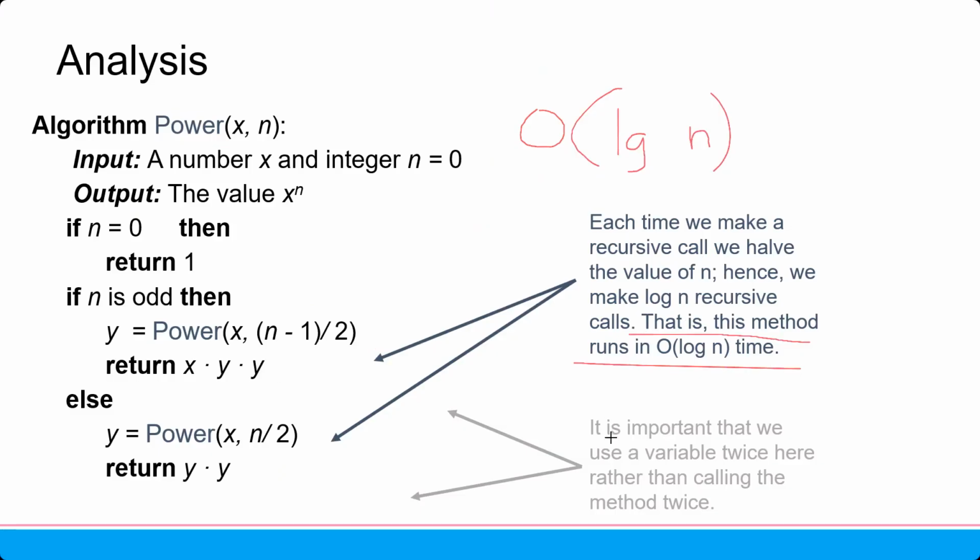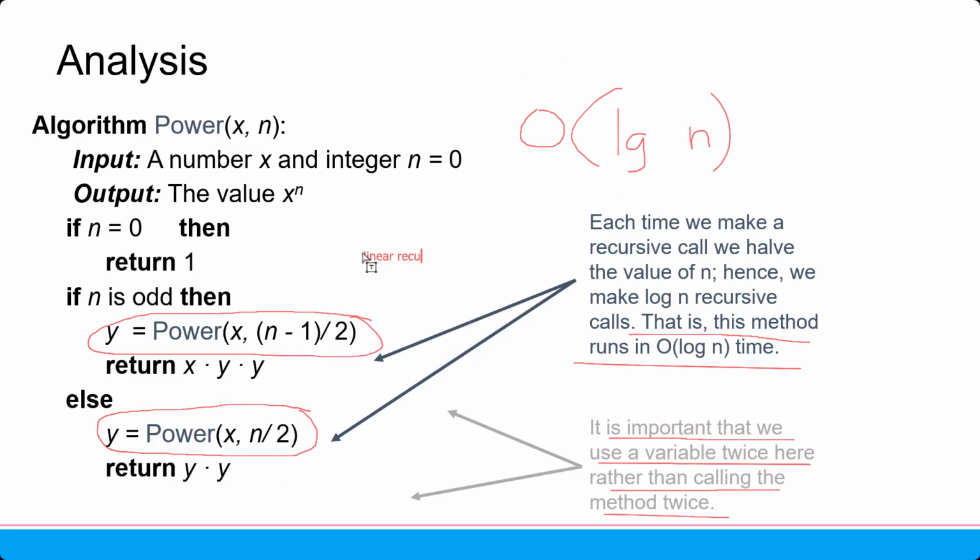But in this case, we use a variable twice rather than calling the method twice. So we use this one and we use this one, so we use it twice. This is also one of the examples of linear recursion. We have only one recursive call, but we can also call several times.